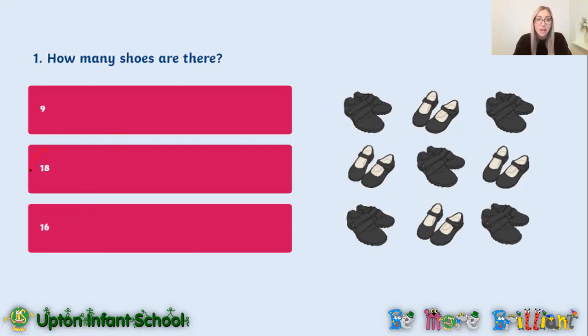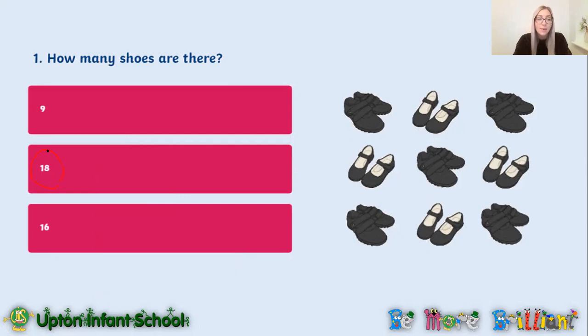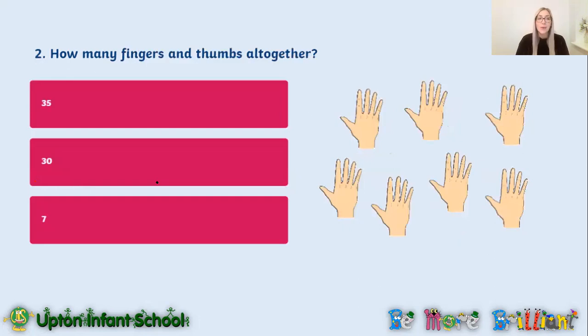So I'm going to circle my answer. Let's do that in a different colour because you can't really see that, can you? Let's do that in a darker colour. There we go. So I'm circling 18. My answer is 18.